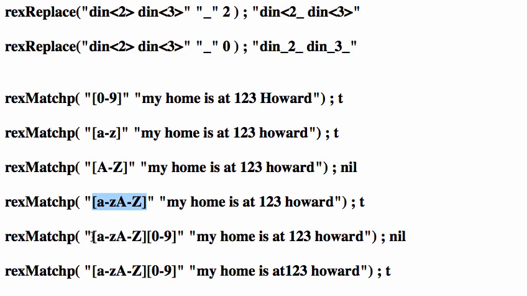Here we're looking for a letter followed by a number. We have letter and we have number, but in this one there's a space in there, so it does not match, so we return nil. Now if we take away the space between the letter here, then it will return true. So regex match p takes a string and uses the regular expression to check whether the string contains the pattern or not.